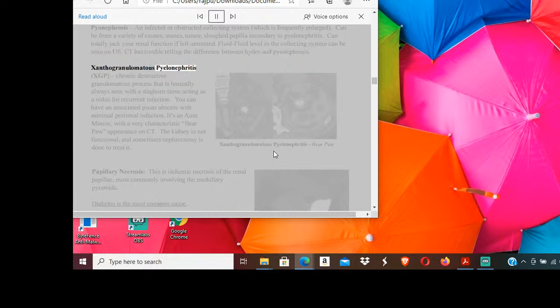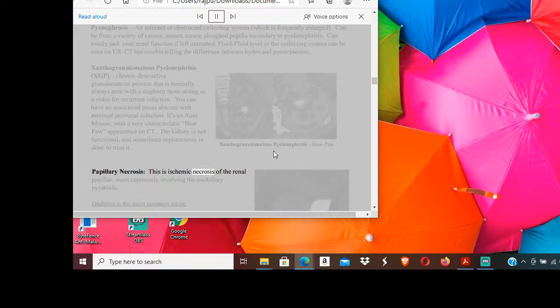Xanthogranulomatous pyelonephritis, XGP, a chronic destructive granulomatous process that is basically always seen with a staghorn stone acting as a nidus for recurrent infection. You can have an associated psoas abscess with minimal perirenal infection. It's unilateral, with a very characteristic bear paw appearance on CT. The kidney is not functional, and sometimes nephrectomy is done to treat it.